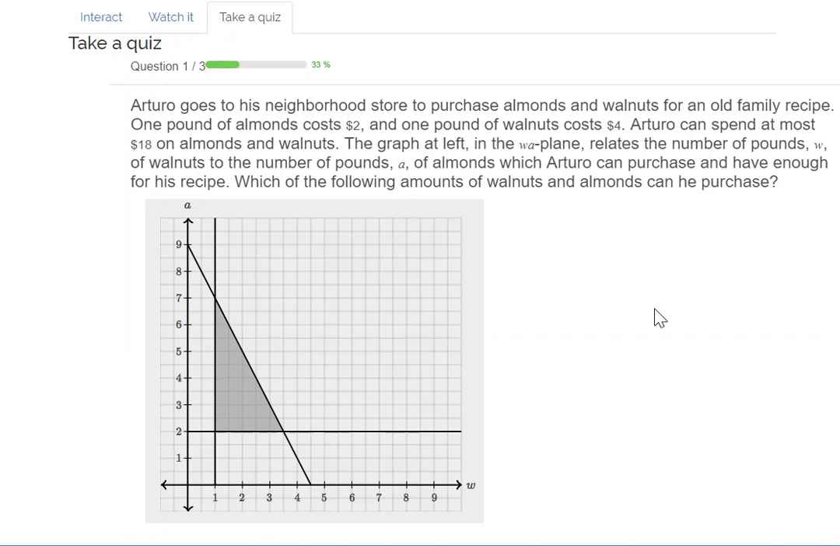We built hundreds of interactive models in the area of inequality. One of the models helps you to solve these types of SAT problems. So here, the x-axis represents the cost of walnuts, and the y-axis represents the cost of almonds. This problem statement is given in a graphical form. So the question is, given these constraints, how many walnuts and almonds can be purchased?